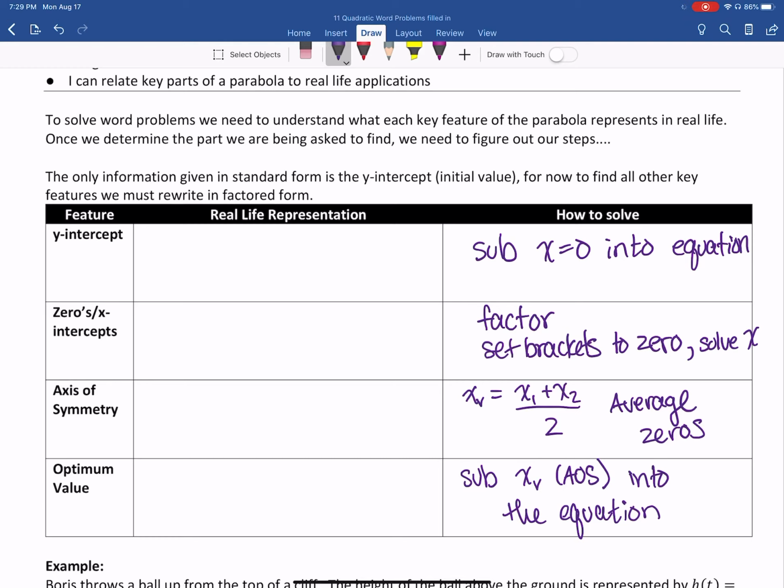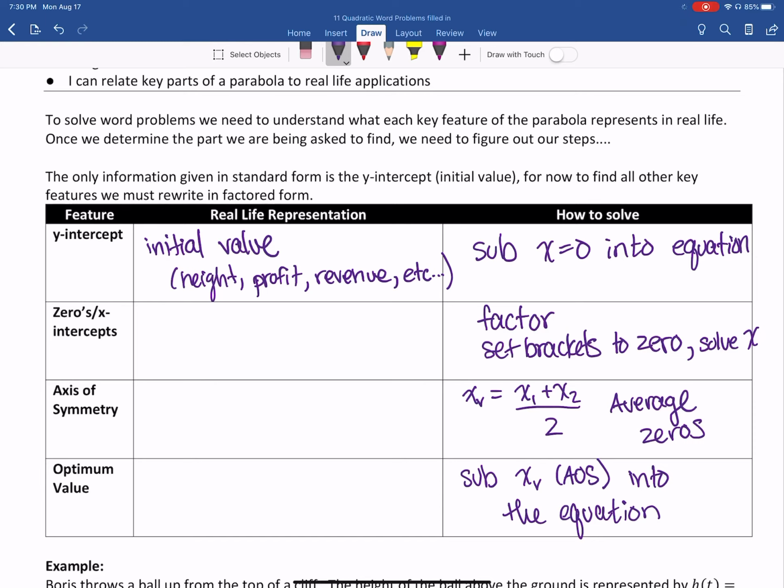So now that we've reviewed how to solve all of these, let's connect them to real life word problems. So the y-intercept, what does that look like? Well, in a real world problem, that's your initial value on whatever's happening on the y-axis. So sometimes we do height, sometimes we do profit or income. And so profit is how much money you make after deductions, and revenue is just how much money you make without any cost deductions, etc.